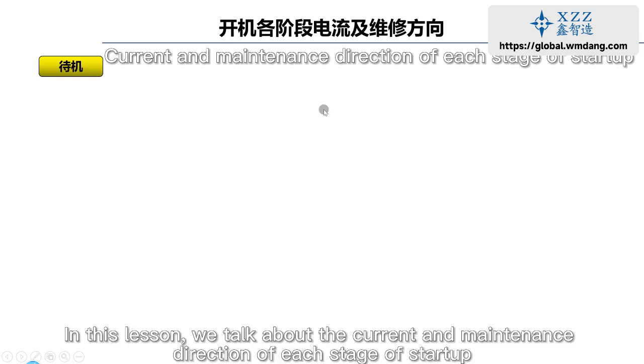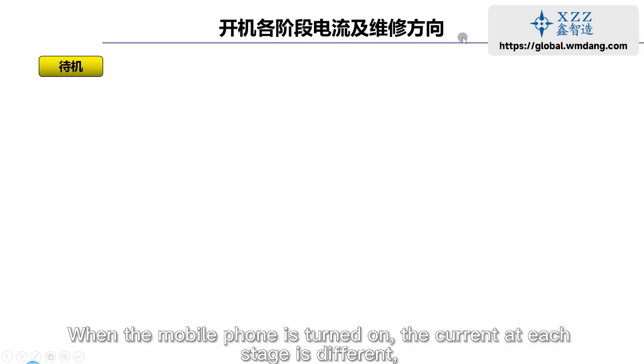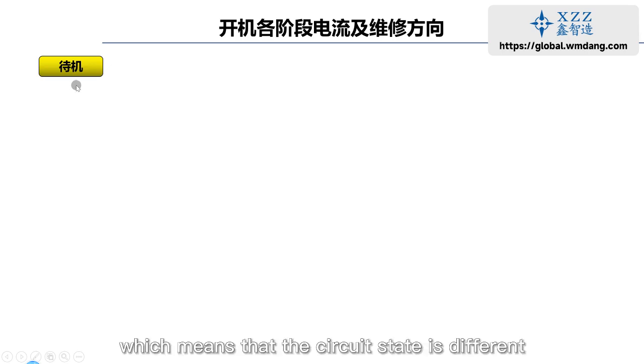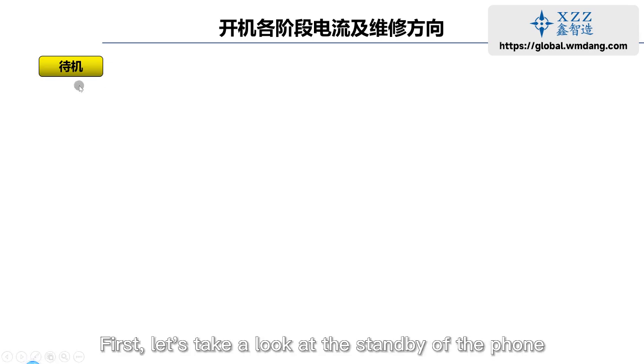In this lesson, we talk about current and maintenance direction of each stage of startup. When the mobile phone is turned on, the current at each stage is different, which means that the circuit stage is different. First, let's take a look at the standby of the phone.